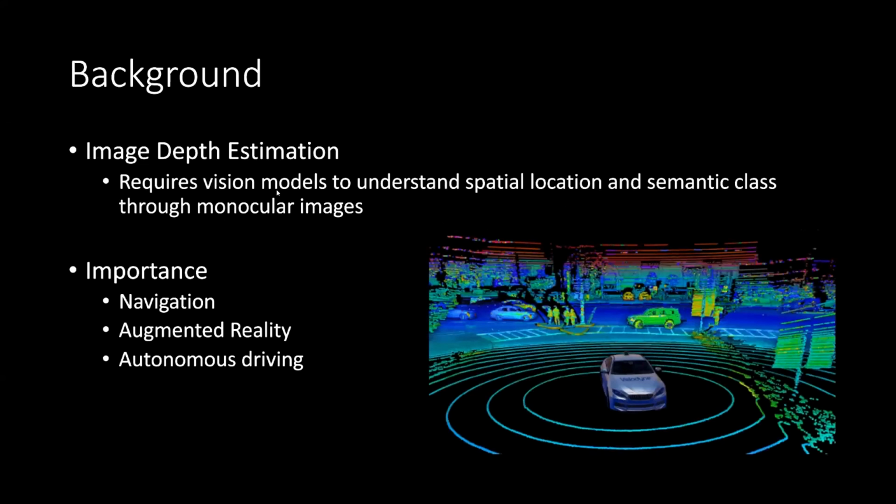So what is image depth estimation? As I said before, we use an RGB image to estimate the image depth. It may require efficient models to understand spatial location and semantic class through monocular images. It is very important in various aspects, including cave navigation, AR, and autonomous driving like Tesla, and it is very important to ensure the user's safety and comfortability.